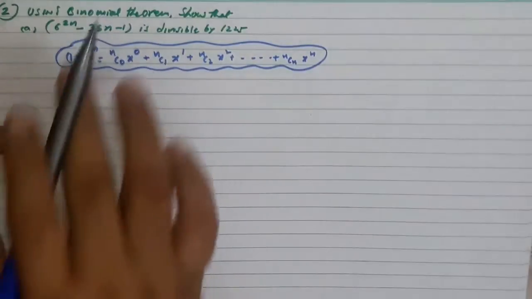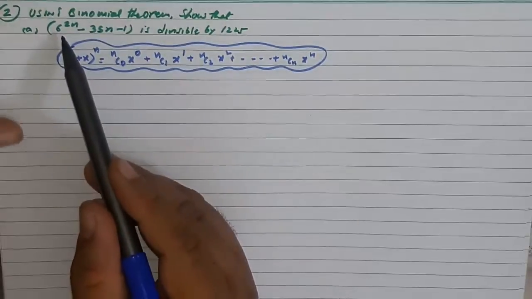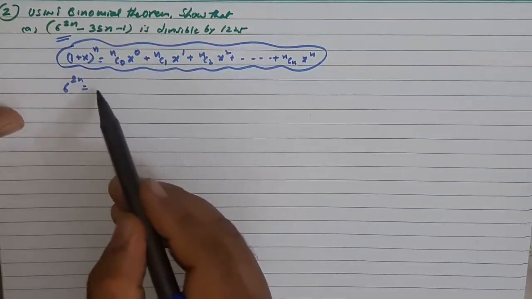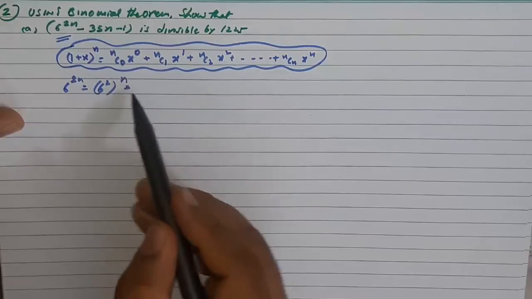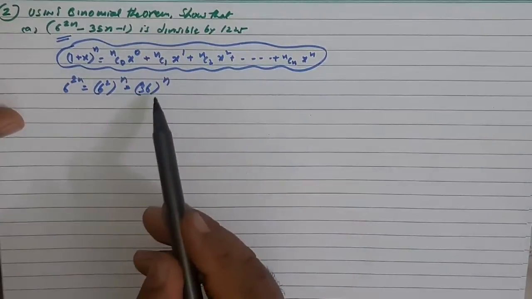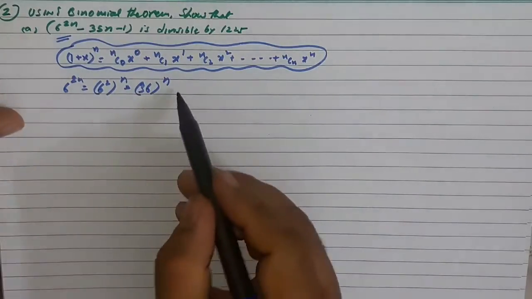Now we will use this result here. Kaise dekhte hain, we have to find 6 raised to power 2n. So 6 raised to power 2n ko hum likh sakte hain (6 square) raised to power n, that means 36 raised to power n. So 36 ko hum kaise banayenge dekhte hain.